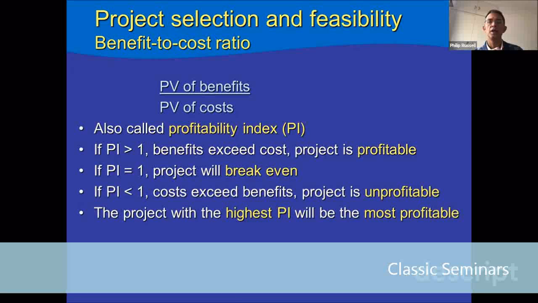If we have a project profitability index greater than 1, then the benefits are greater than the cost. The project is profitable. If the benefits are less than the costs, so the costs are more than the benefits, then we have a PI which is less than 1, and so the project is unprofitable. So when we're analyzing various projects, we want to go for the project which has the highest PI, the one that is going to be the most profitable.